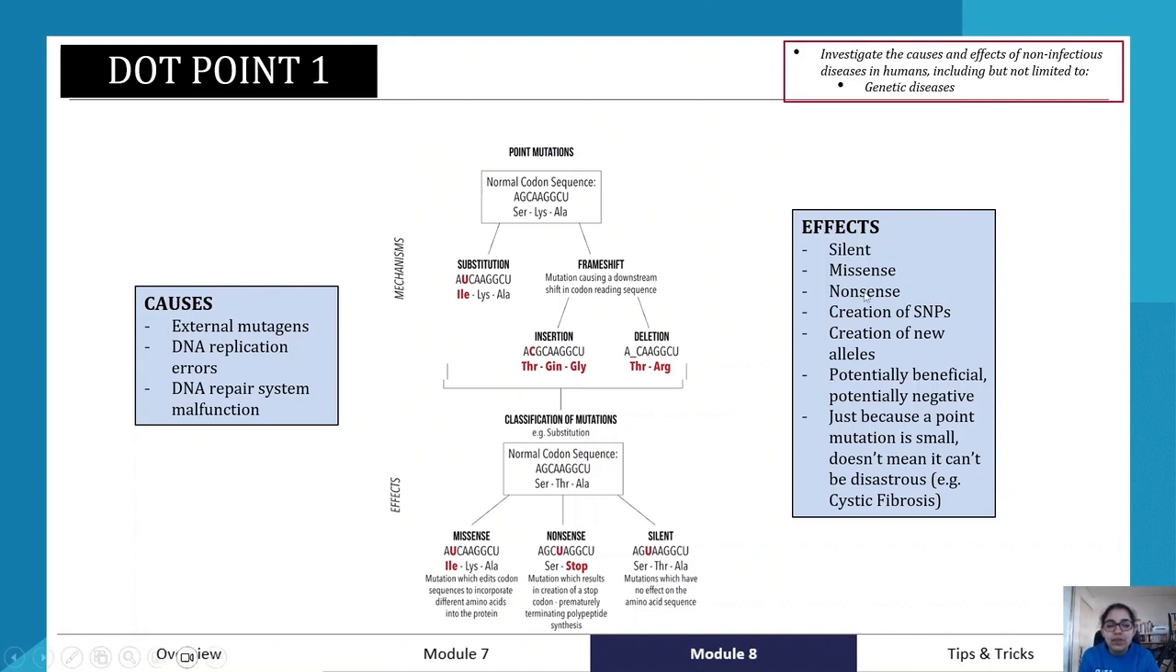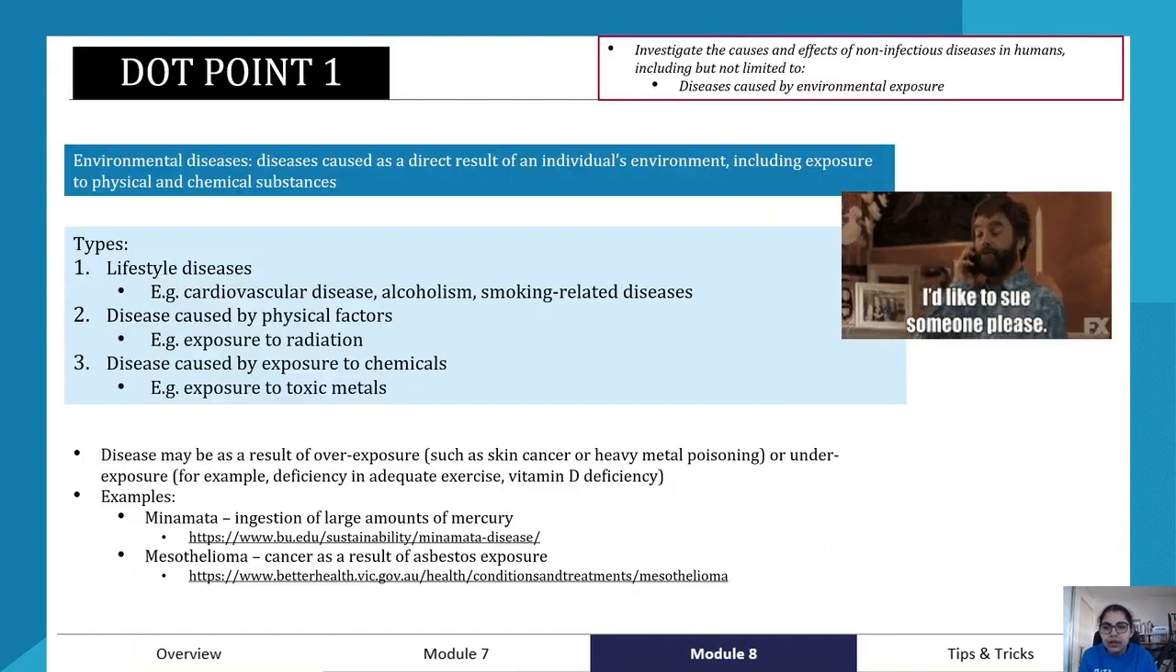Effects can be silent, missense, nonsense. We see creations of SNPs, so single nucleotide polymorphisms. We see the creation of new alleles, and it can be potentially beneficial, potentially negative. Just because a point mutation is small, just because it's like the shift of one codon, does not necessarily mean that it's not going to have an impact, right? It can have a huge impact, and an example of that is cystic fibrosis. So those are genetic diseases.